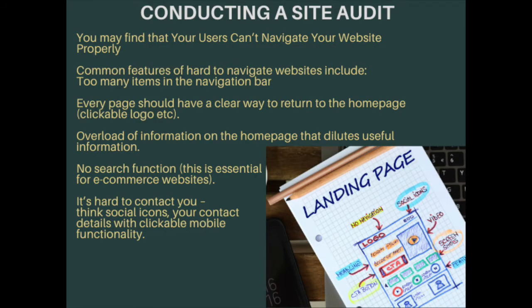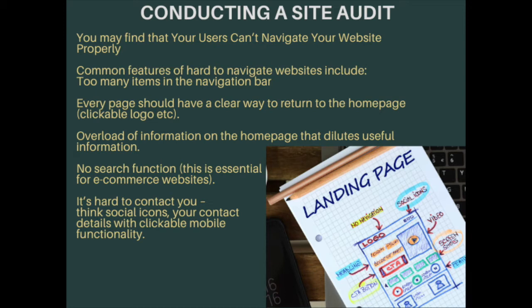Some things that you may find on a hard to navigate website include too many items in the navigation bar. Instead of listing all your services in one place, try to organise them appropriately in drop-downs. Keep the amount of tabs in your main menu to a minimum. Overlinking. Users should not have to click more than 3 times to reach their desired page. This also applies to search engines, which are less likely to crawl hard to reach pages. Every page should have a clear way to return to the home page, so that could be a clickable logo or an easy to see home button.